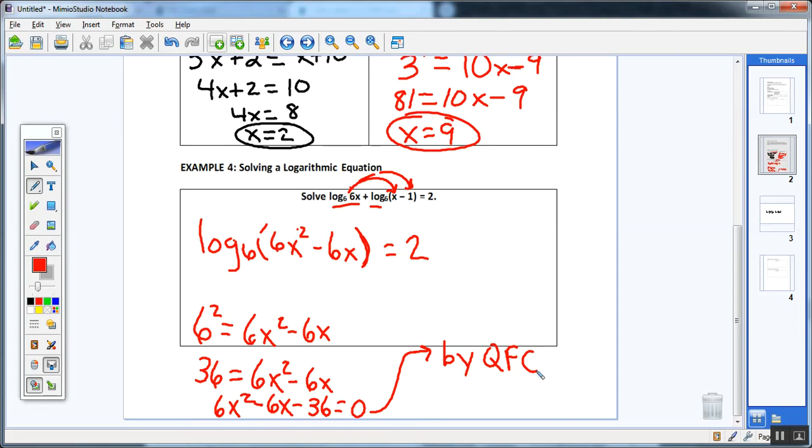3 and negative 2 is what I like right there. We get x values of 3.